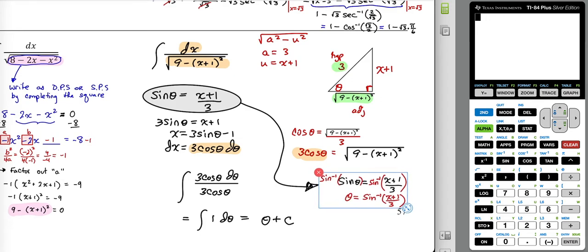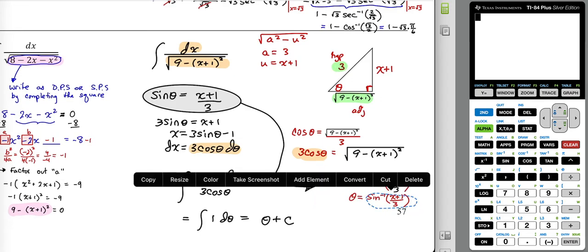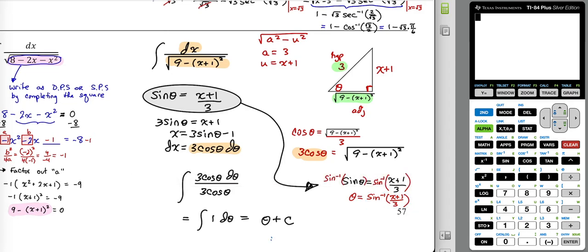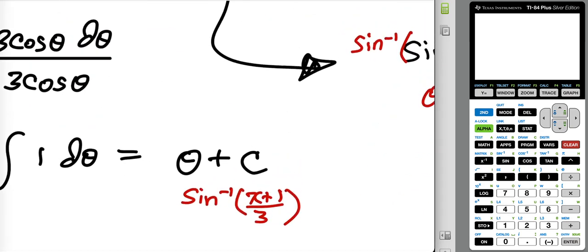So that's what my theta is going to transition into. Oh, I thought I hit copy, but I guess I didn't. Penmanship looks pretty bad. Plus C, and there it is.